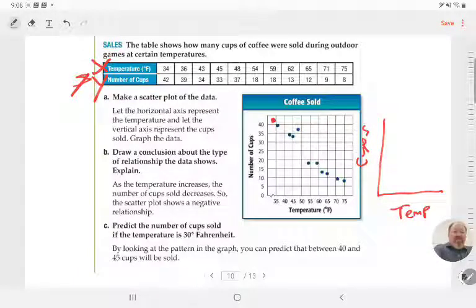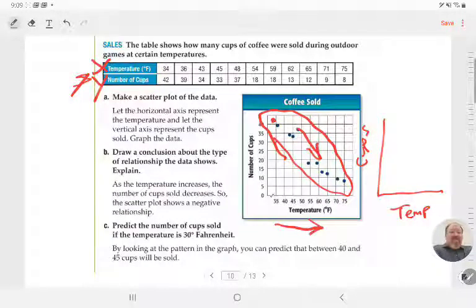Then it says draw a conclusion about the type of relationship the data shows, and then explain. Don't forget to explain. Don't just put negative. If I look at this, it's going down, so it's a negative relationship. And I can say as the temperature increases, the number of coffee sold decreases. And then predict the number of cups sold if the temperature was 30 degrees Fahrenheit.